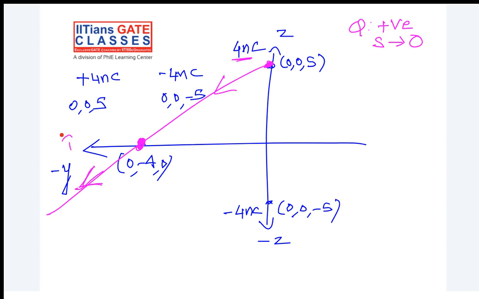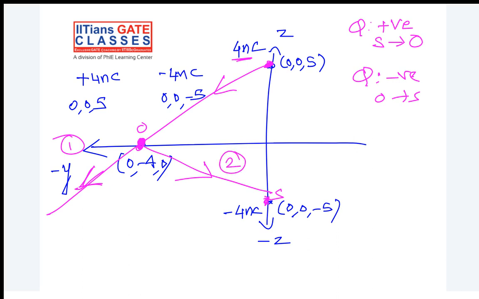What about because of this one? This is your observer and this is your source. So observer to source. Observer to source means this will be like this. So this is your first vector and this is your second vector. When you have two vectors, what will be the resultant?